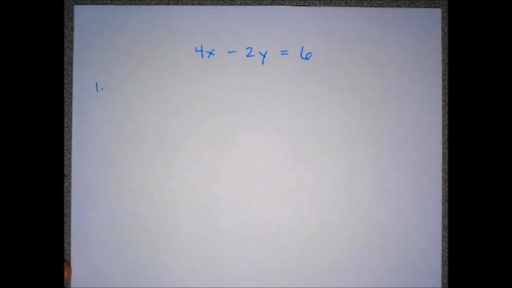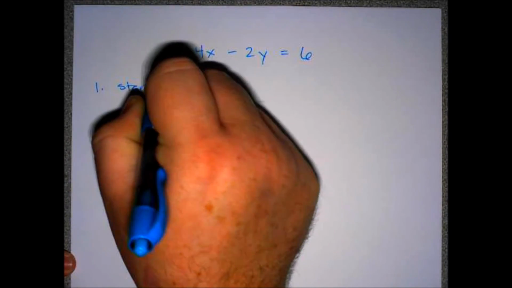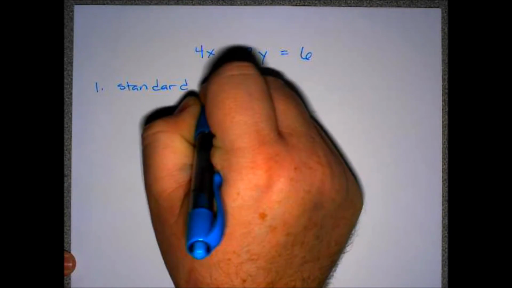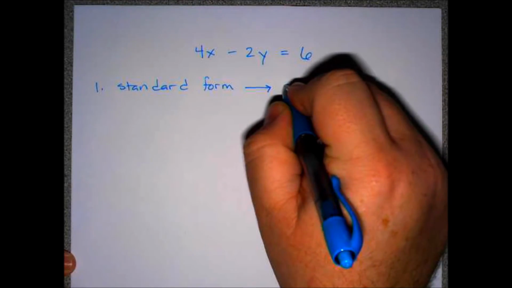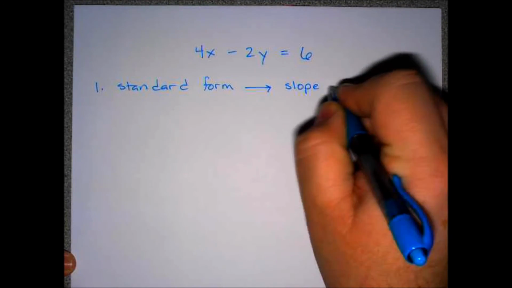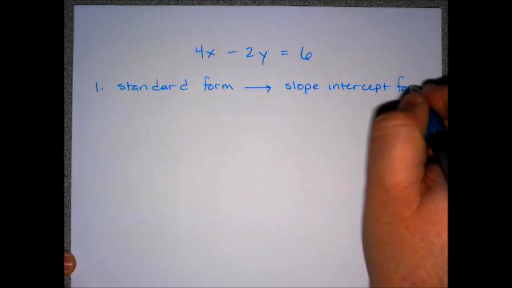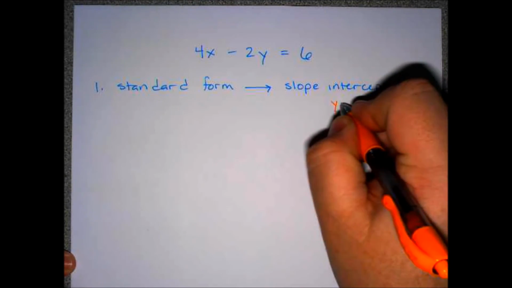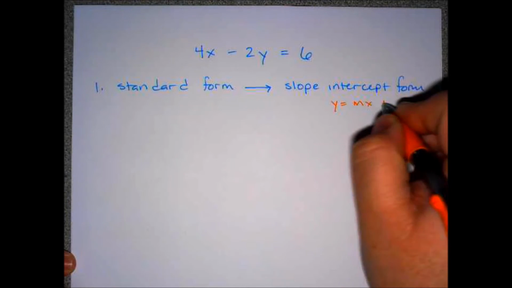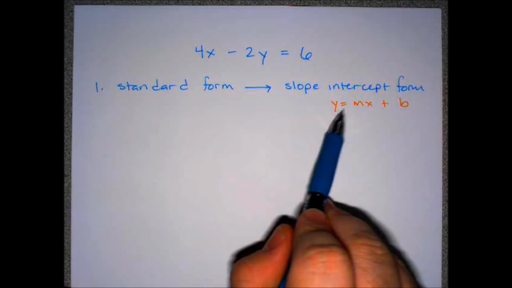Do you remember? That's right. Go from standard form to slope-intercept form. Remember what that is? That's y equals mx plus b. So we have to get y by itself here, just like we have it here.